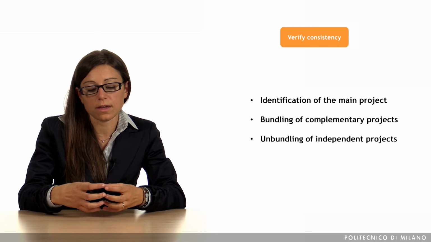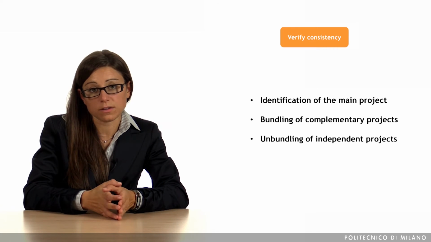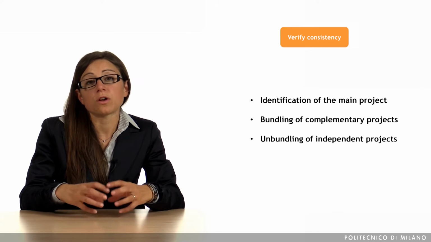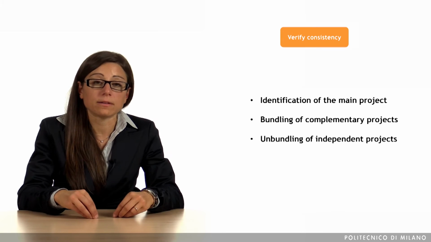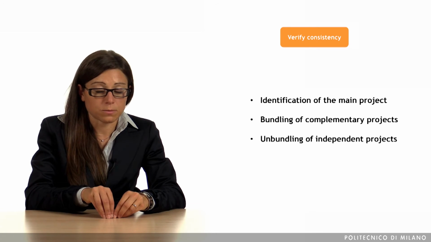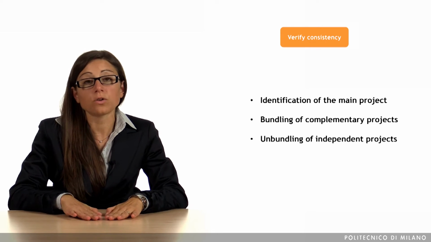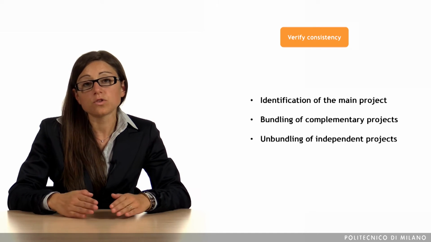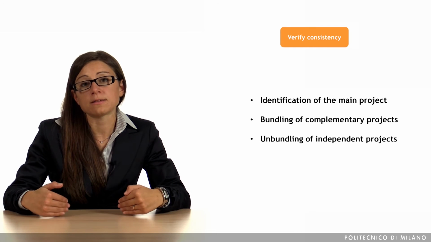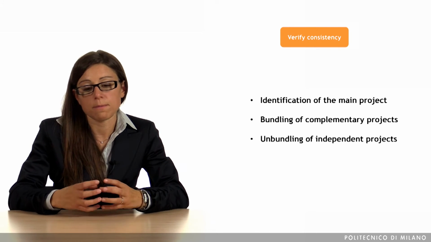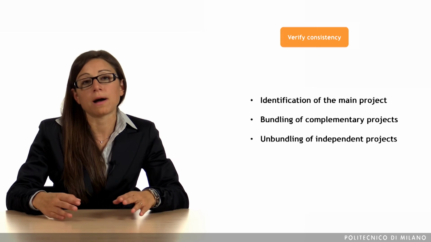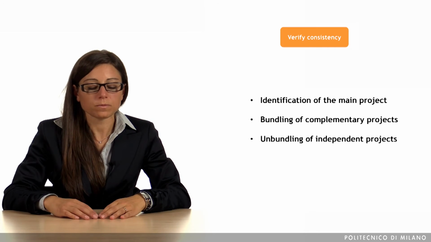So we need to include in the cash outflows related to the investment also projects which are not the main project, but that are complementary with respect to our investment. At the same time, we should also do the opposite. We should not consider in our analysis those projects that can be independent and separated with respect to the measure 1. So we need to unbundle independent projects.